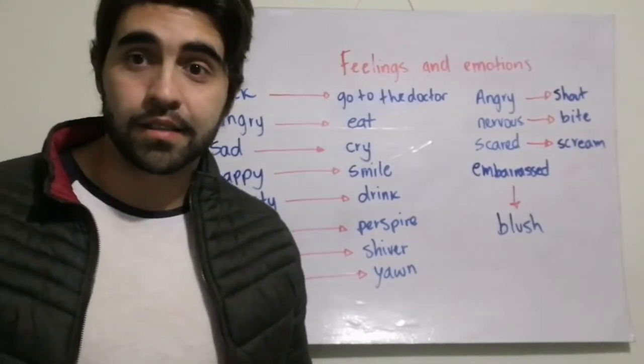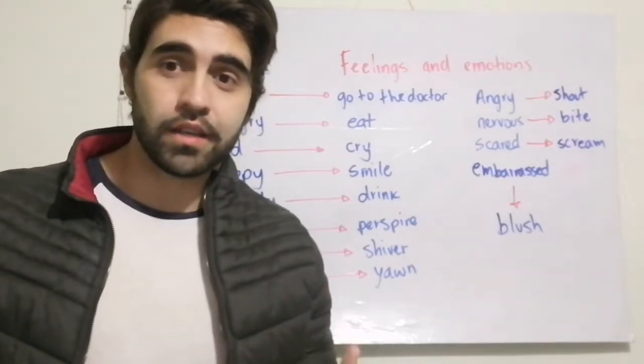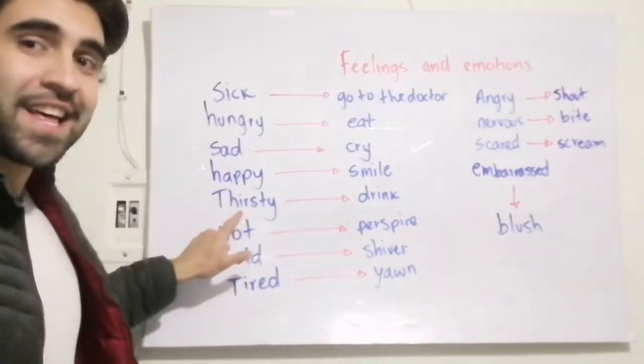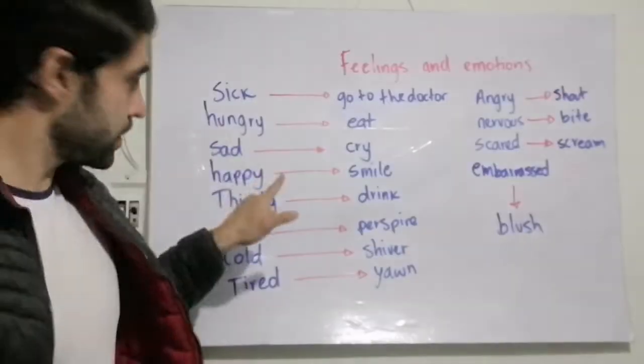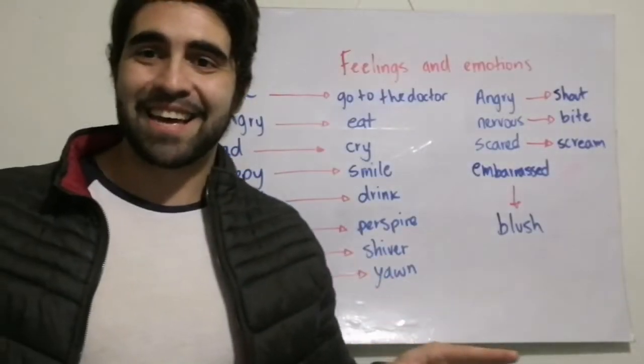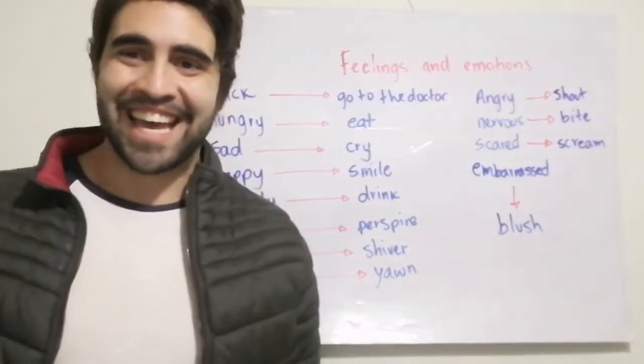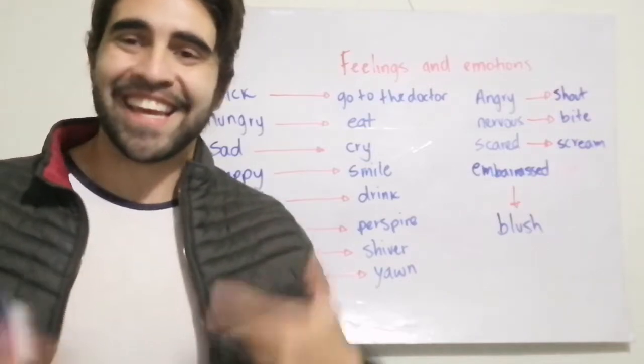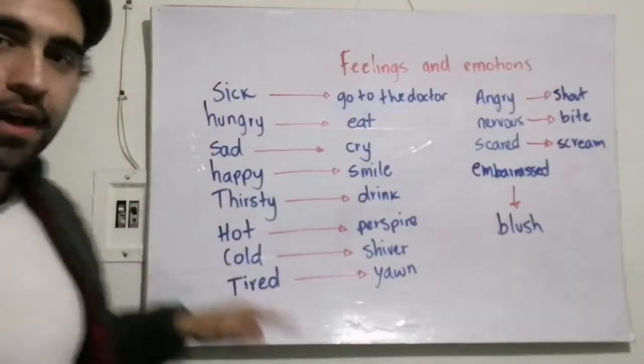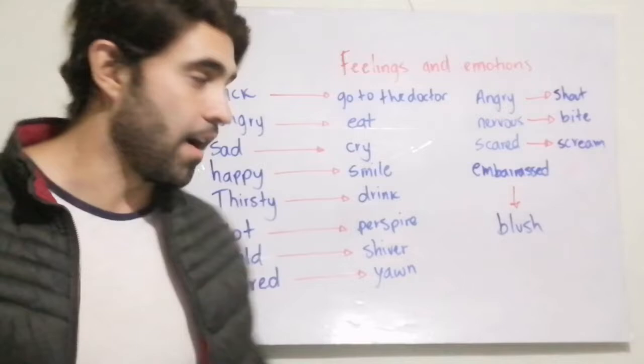Thirsty. That's important. The pronunciation of that word is a little difficult, so remember. Thirsty. And this one is happy. Happy. Yes, you have to smile. Happy. Don't say happy the wrong way, right? Then we have hot. Yes, you say hot.